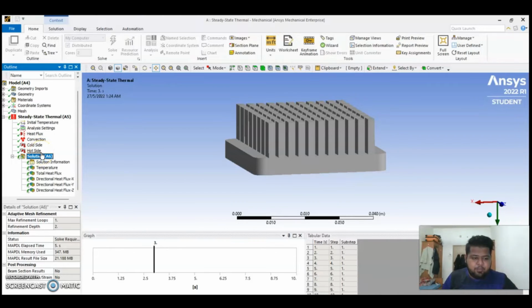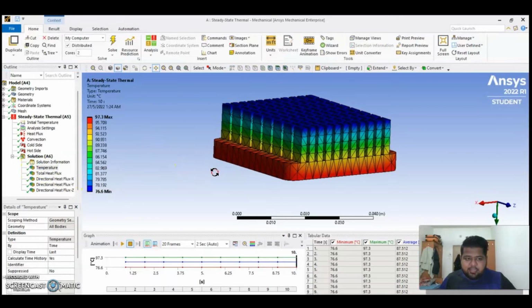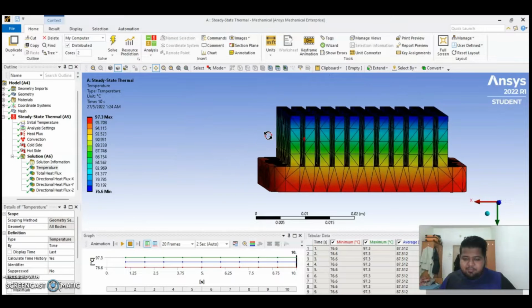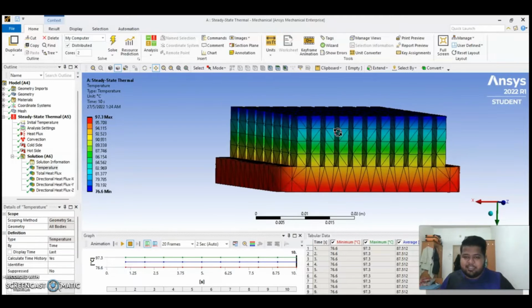Okay, once each item in the tree below the solution, which is at A6, has turned green, you can check the temperature. Here we are able to look at the temperature distribution, which is from 97.3 degrees Celsius, the max temperature below, towards the top at around 76.6 degrees Celsius.